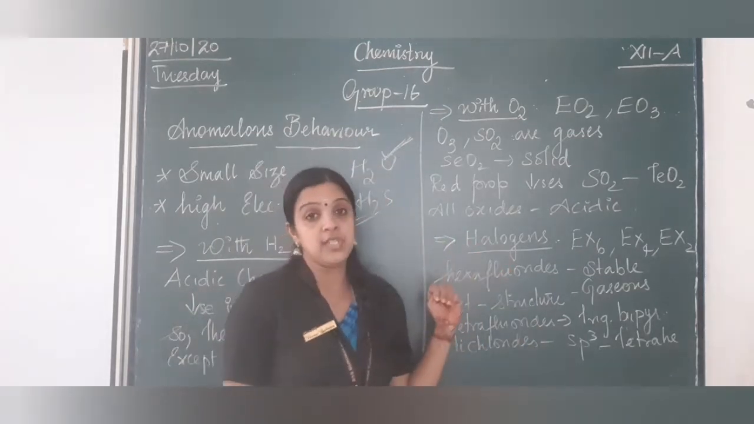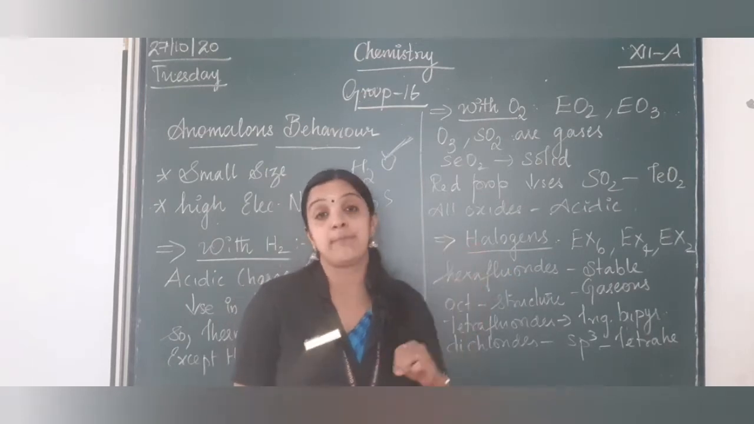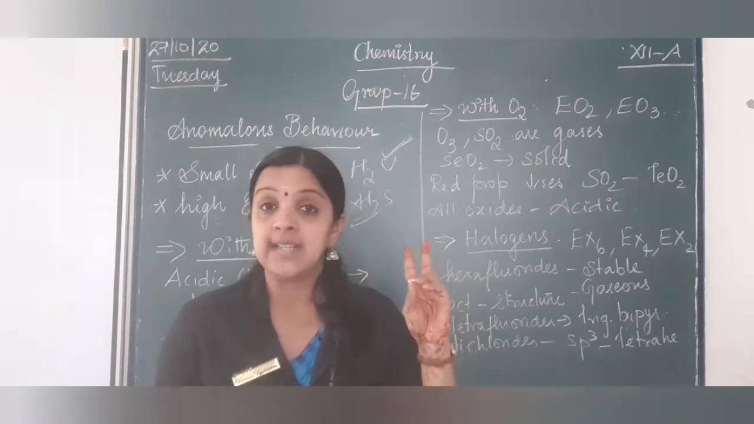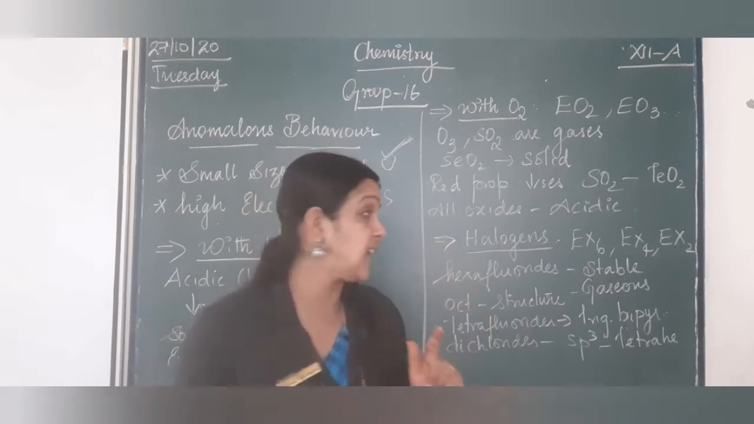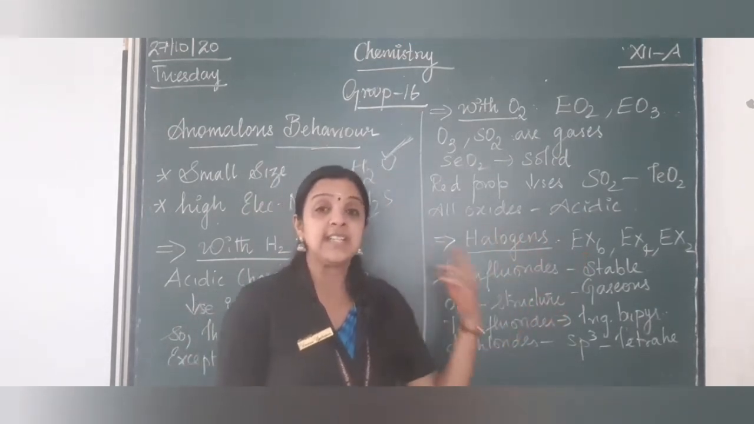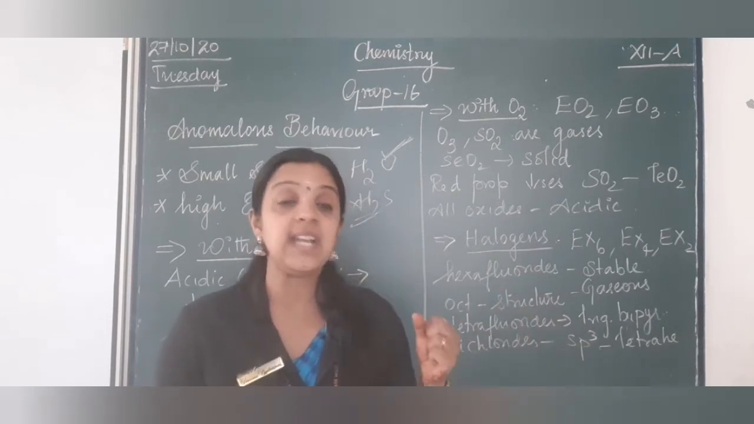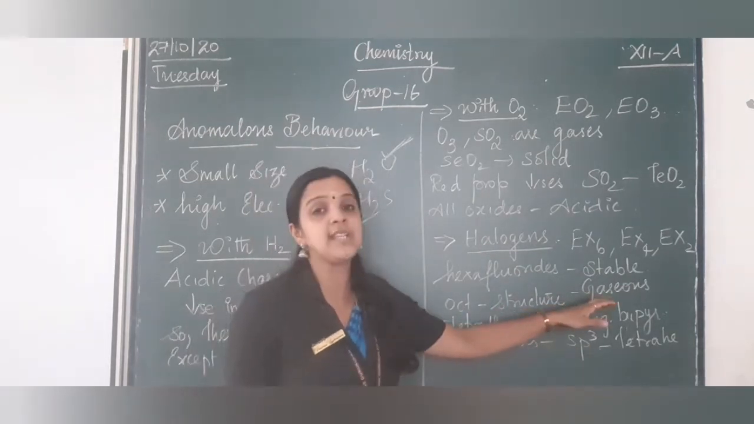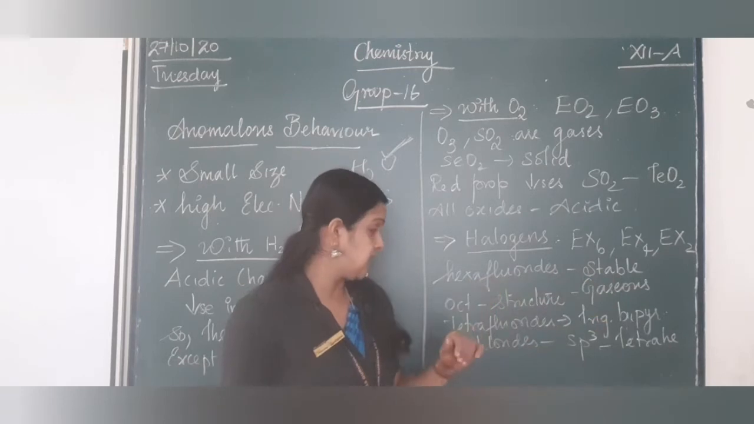What about halogens? They can form three types of halides: dihalides, tetrahalides and hexahalides, out of which only hexafluorides are very stable, the rest of the hexahalides are unstable, and most of the hexafluorides are gaseous in nature.